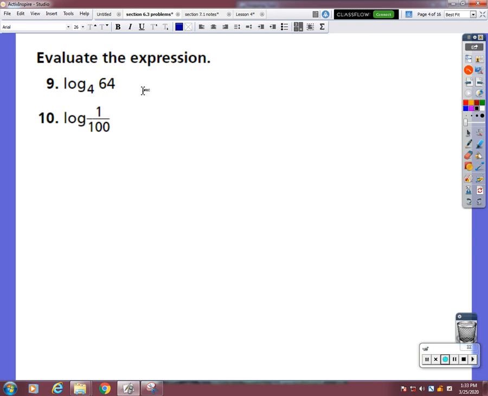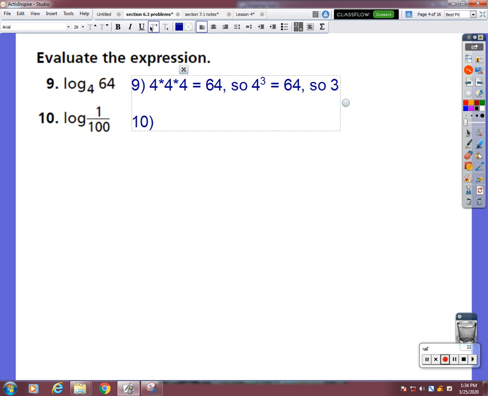Alright, so now let's evaluate some. Number 9 is a very simple question. It's just saying 4 to what power is 64? So that would be 4 times 4 times 4 equals 64. So that means that 4 to the third equals 64. So the answer is 3.